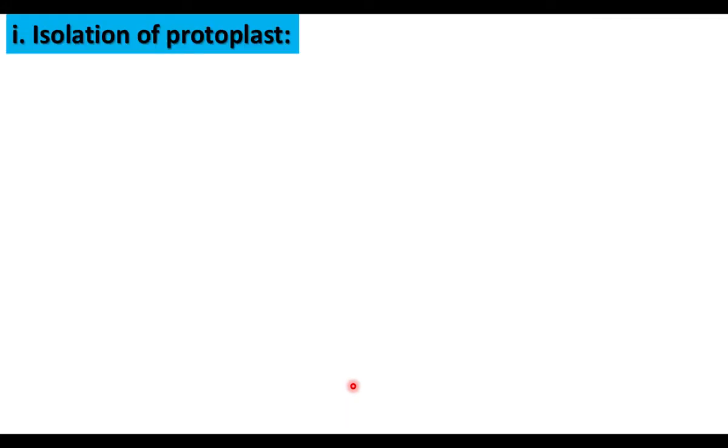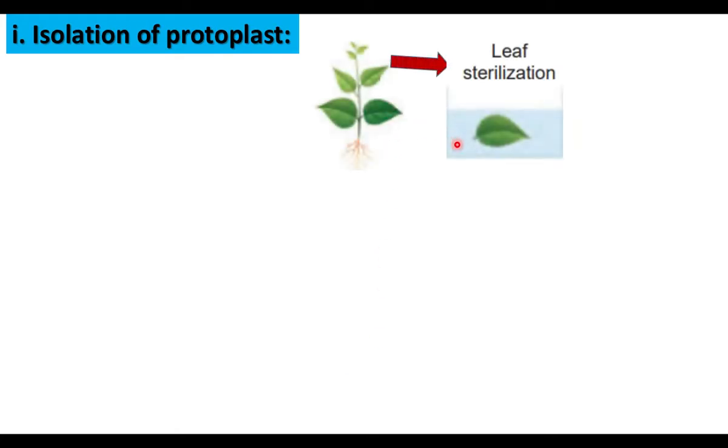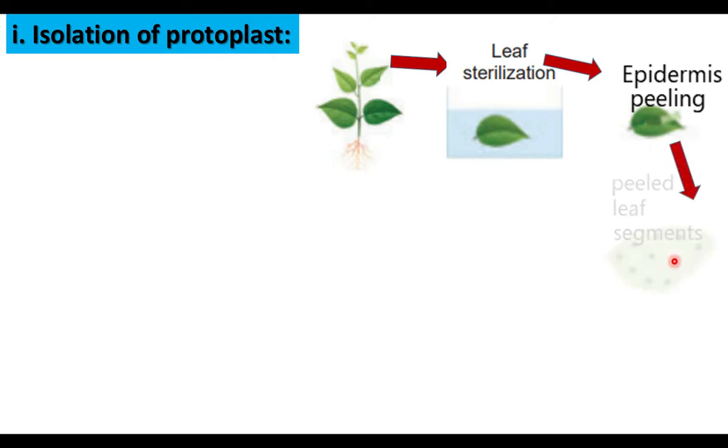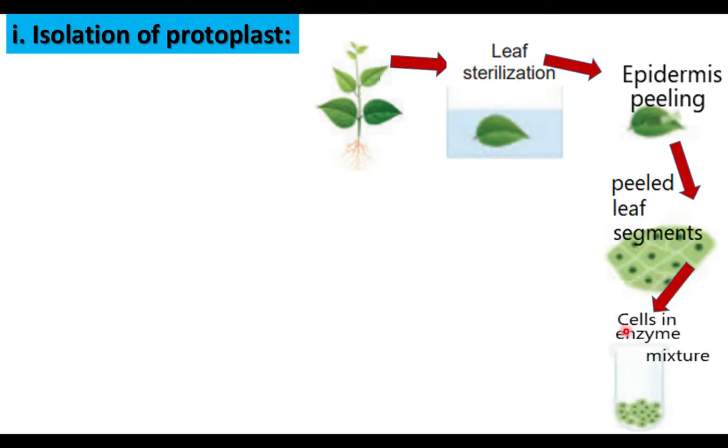Now let us see how the protoplast is isolated. A leaf is sterilized. After sterilization, the epidermis is peeled off. Epidermis is a single layer of cells found on the surface. The surface epidermal cells are peeled off. Here epidermal cells are peeled off. The peeled off segments are kept in enzyme mixture. The enzymes remove the cell wall.